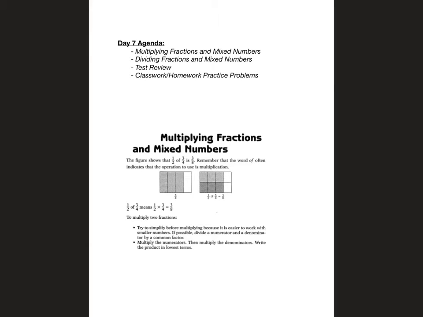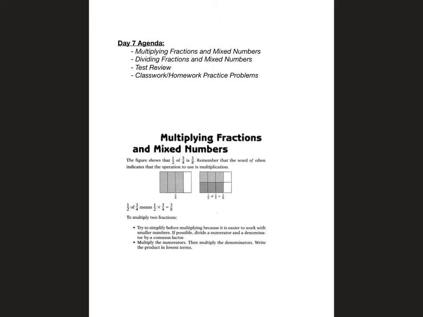Day 7, multiplying and dividing fractions. We're going to start by multiplying fractions and mixed numbers. When you're working with mixed numbers, you can turn those mixed numbers into improper fractions, so that way you can multiply the two fractions. When you do so, if you can cross simplify, I would do that first, so that way you do not have to worry about simplifying after you multiply.